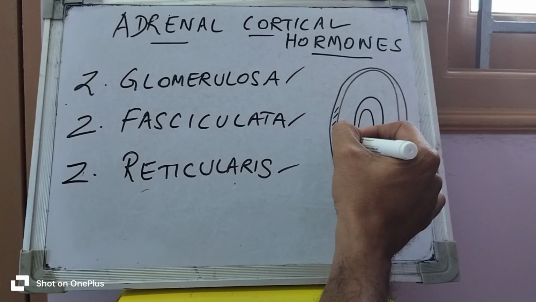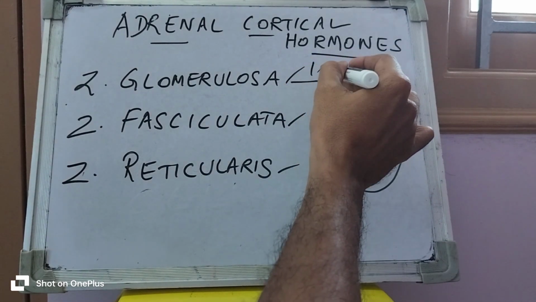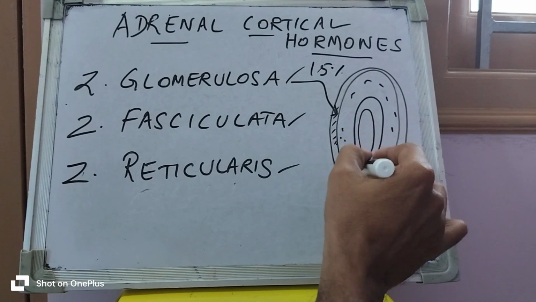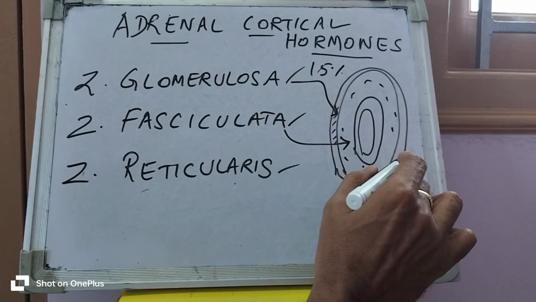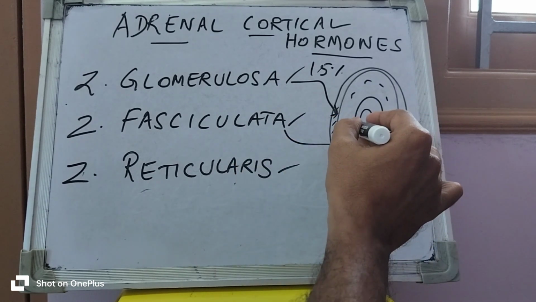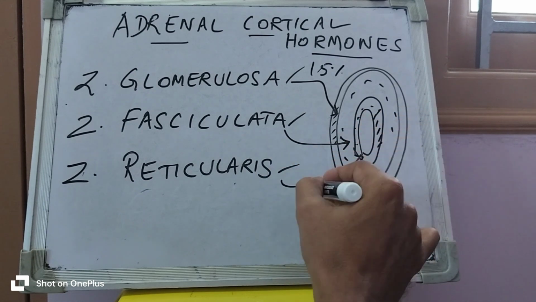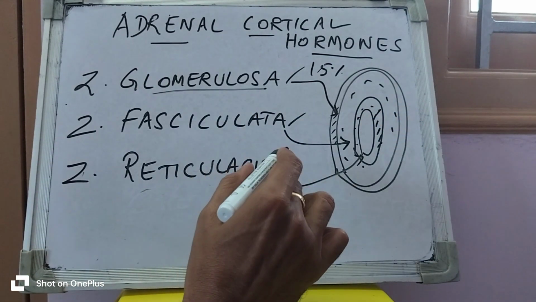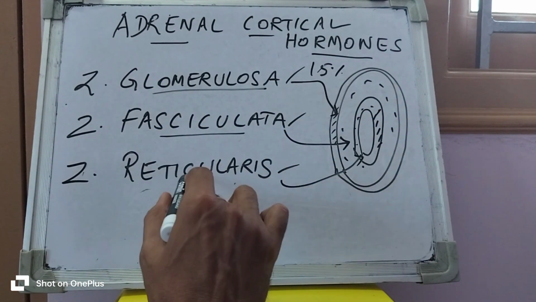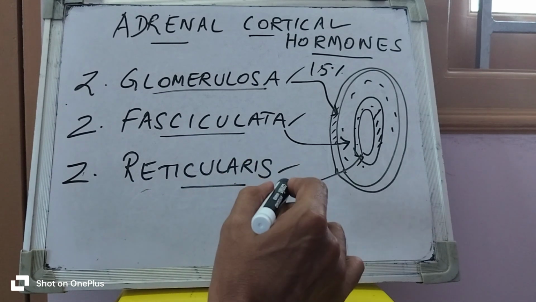The outermost thin layer is zona glomerulosa, which constitutes 15%. The middle widest layer is zona fasciculata, which constitutes about 75%. And the remaining 10% is zona reticularis. Zona glomerulosa secretes mineralocorticoids, fasciculata secretes glucocorticoids, reticularis secretes androgens or sex steroids.